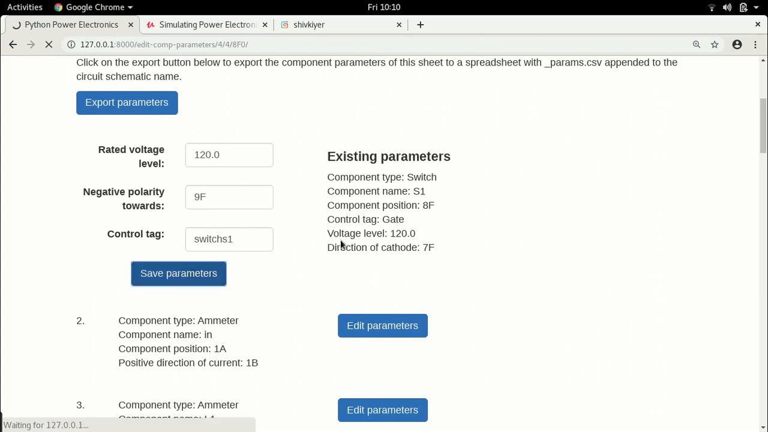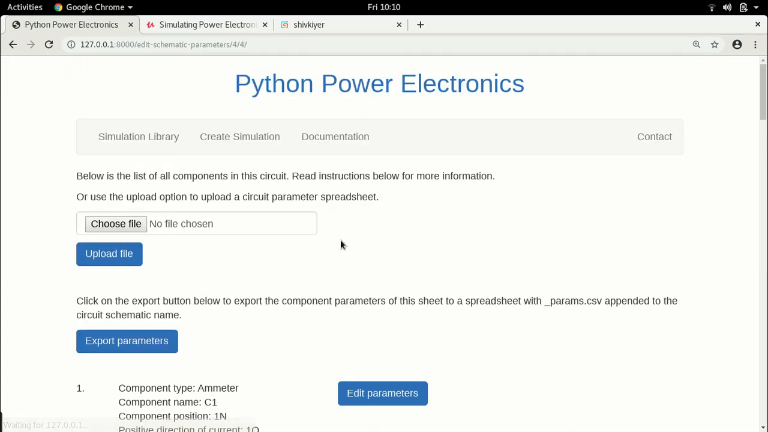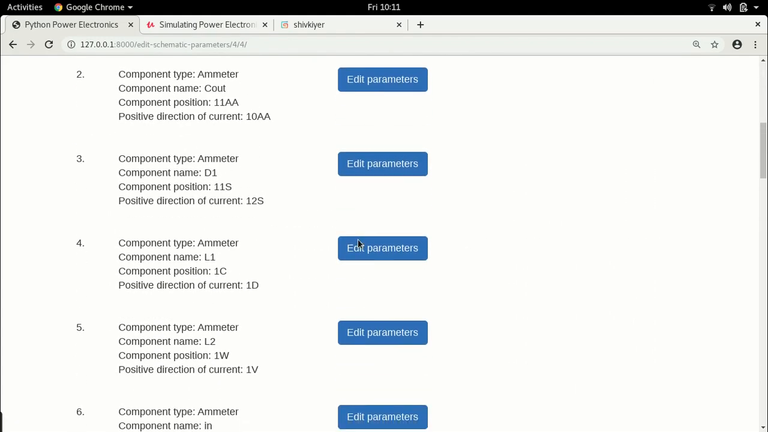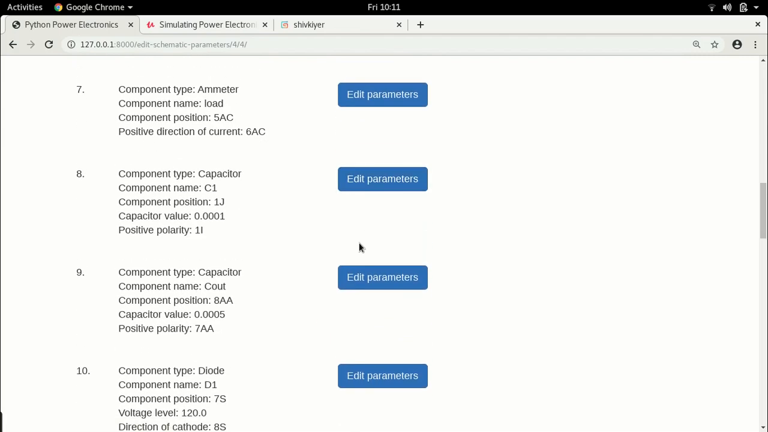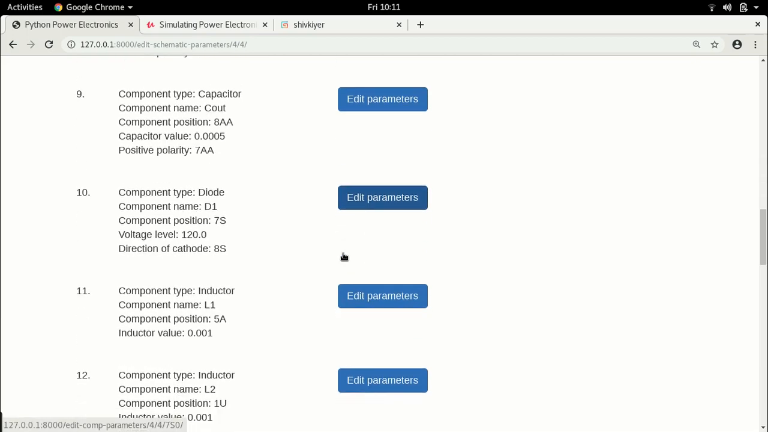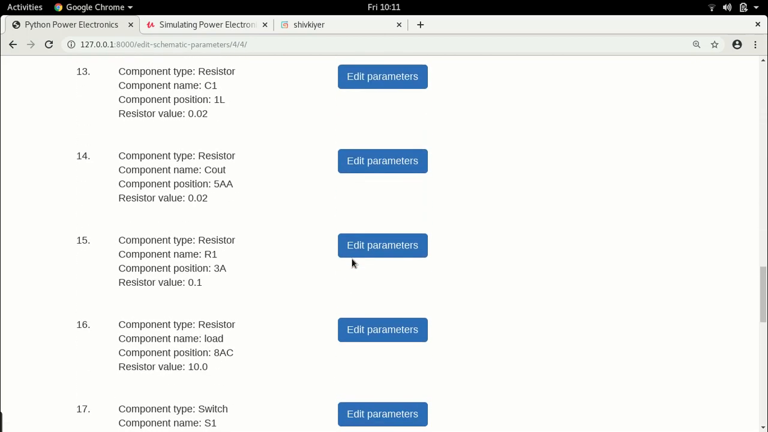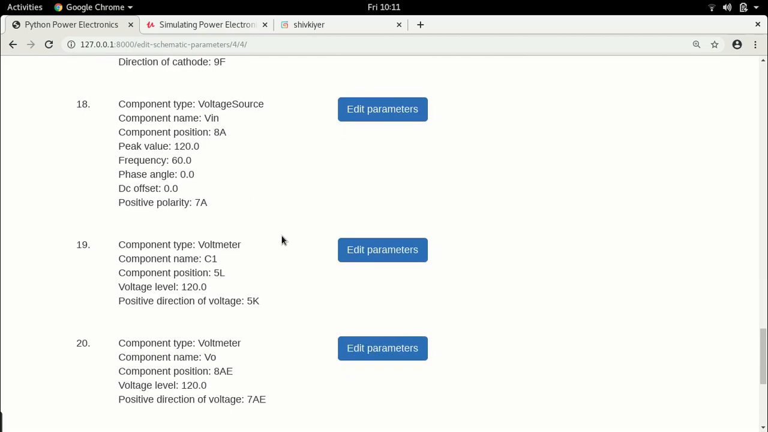The only thing is the control tag is a unique identifier of that particular element. So the simplest thing you can do is give it the same name as the element. You can think of another unique name if you want, but the name of the element is always unique, so that's good enough. The voltage source.